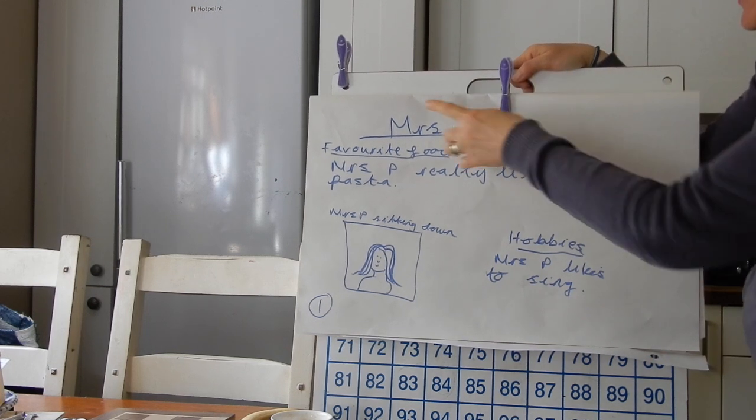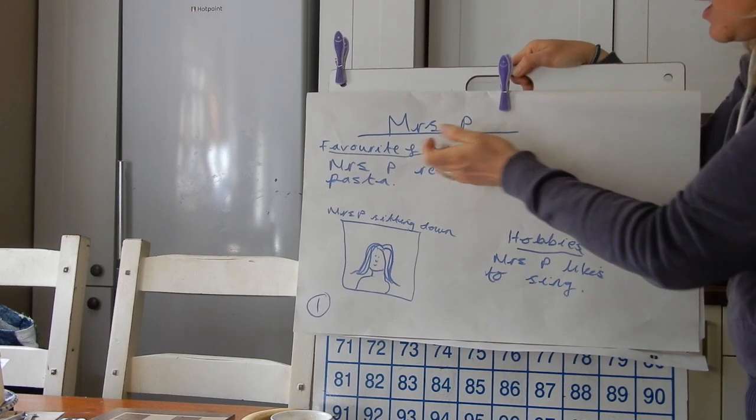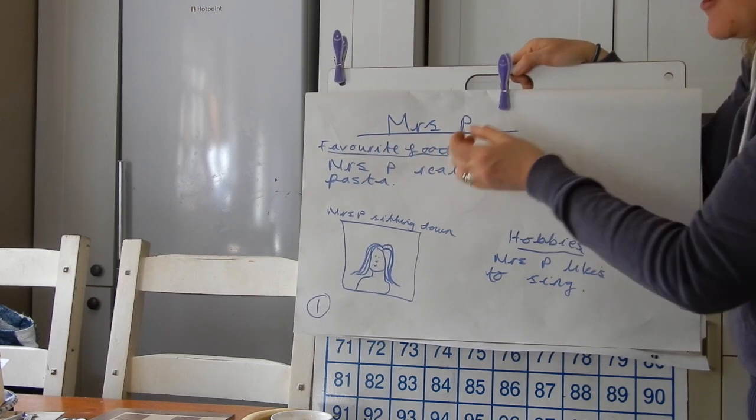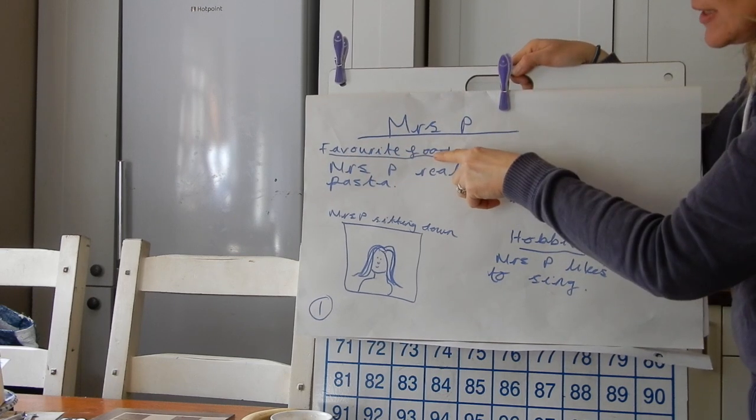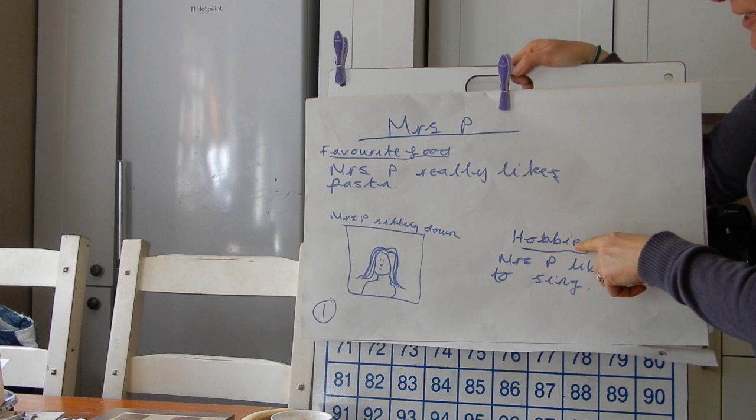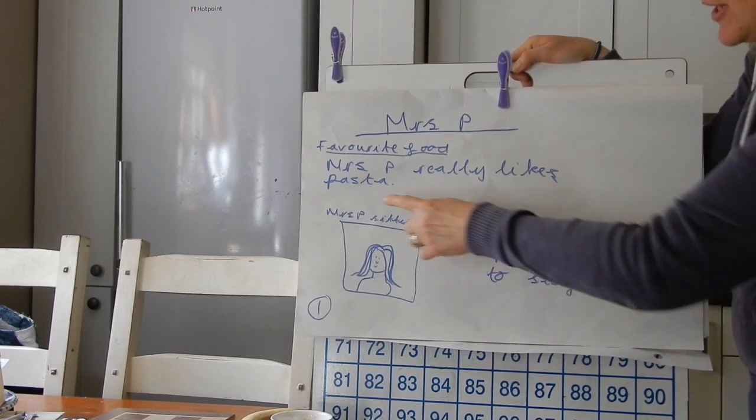And I asked you to put a heading, okay? My heading was Mrs P because I'm talking about myself. I asked you to use subheadings for certain facts that you wanted to write about. So I had favourite food as a subheading, and I had hobbies, things I like to do. Okay. I also had pictures.